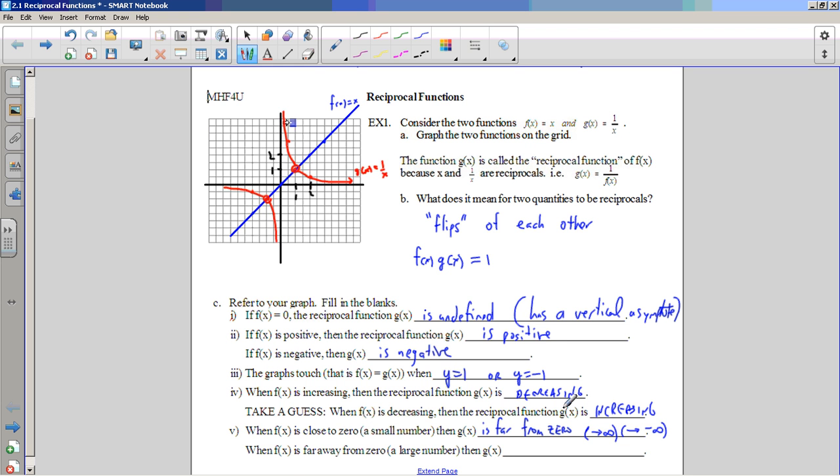It's approaching infinity. Now, think of it the other way. If f of x, the blue one, is far away from 0, then what's happening to its reciprocal? So I think of f of x approaching infinity. It's going off to anywhere, right, to infinity. What's happening to g of x? Well, it's getting close to 0.